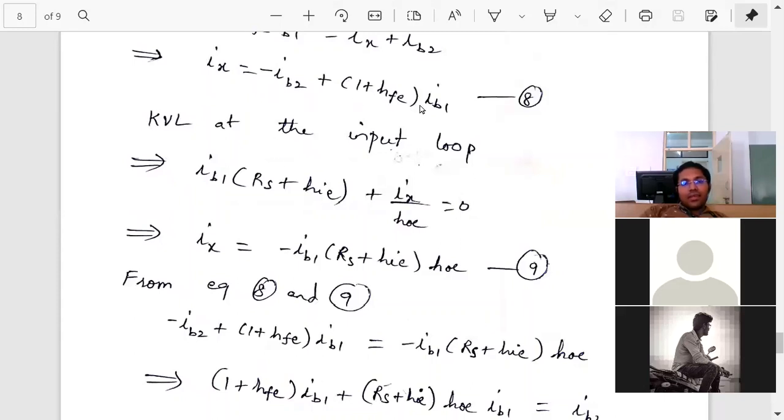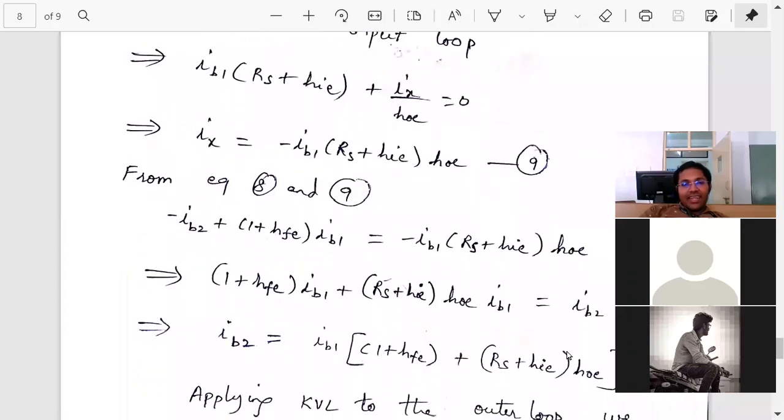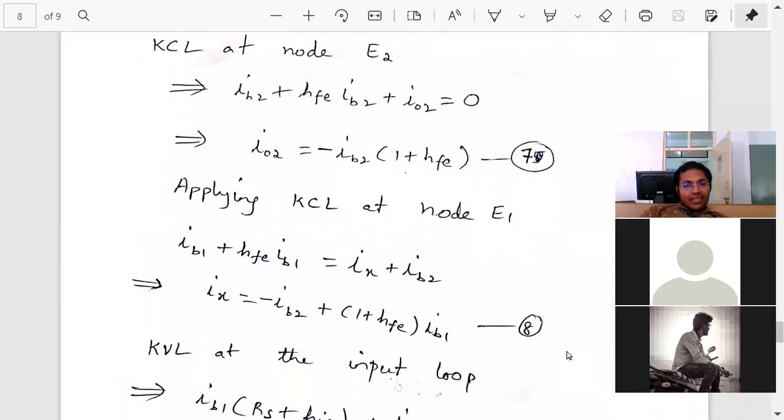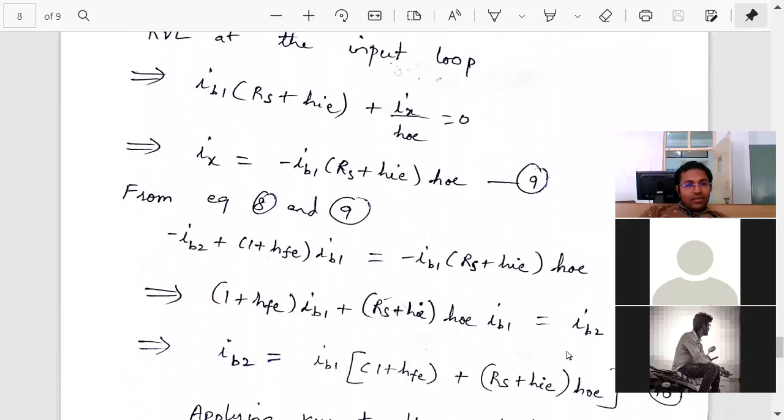This term as it is, we are taking here. This term as it is we are taking here. So equating, okay. So we are taking those two terms here. Now what we can do here, IB1, IB2. Again IB1. This IB1 I can bring this side, so the two IB1s are together. The IB2 I can send to the other side.